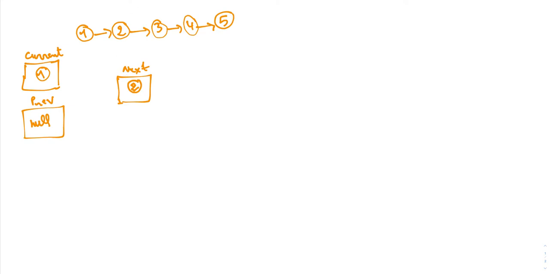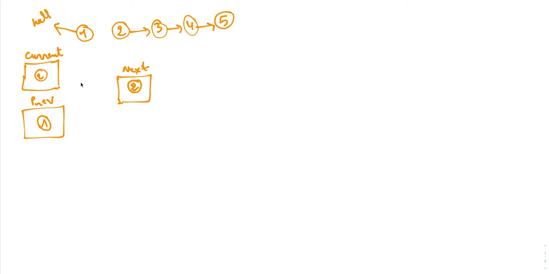Okay, cool. Then I'm going to remove this link, and 1 now will point to the previous. So 1 is going to point now, its next is going to point to null. Perfect. And now the previous is going to be the current, that is 1. Okay, and the current is going to be the next. So we've made some swaps to go through to the next iteration.